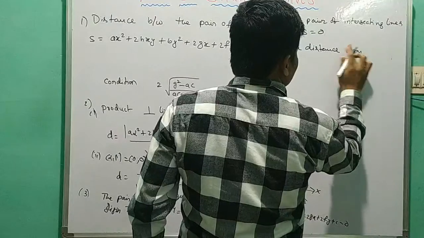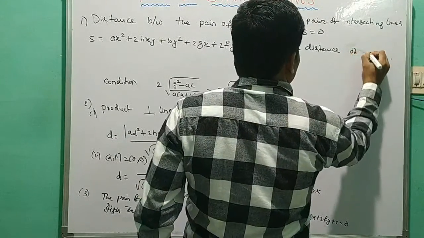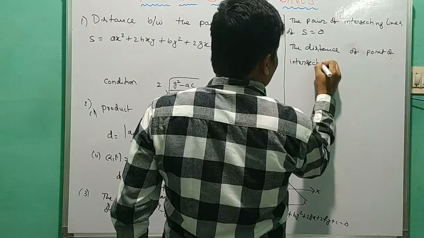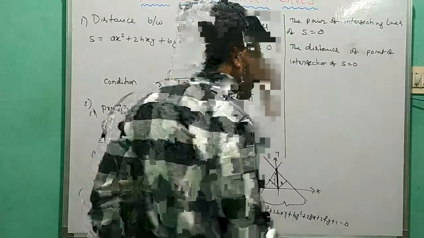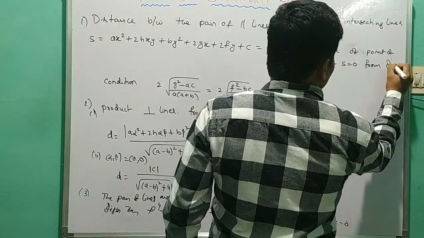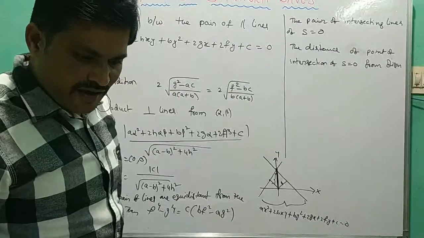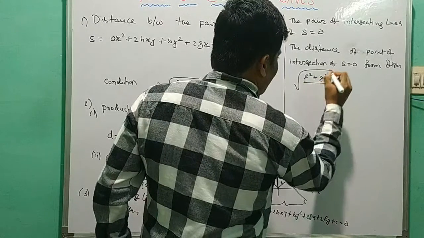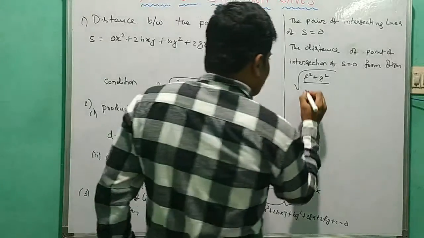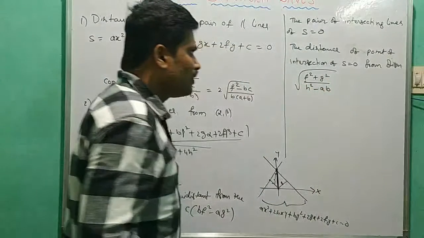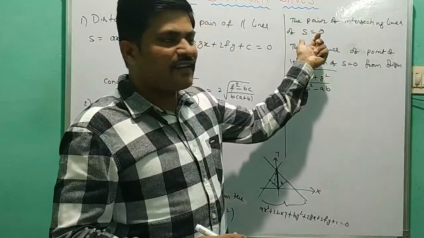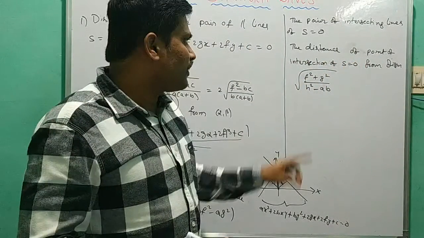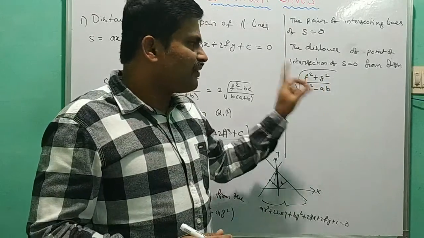The distance of the point of intersection of S equals 0 from the origin is square root of f square plus g square by h square minus ab. The distance of the point of intersection of the lines S equals 0 from the origin is square root of (f square plus g square) by (h square minus ab).